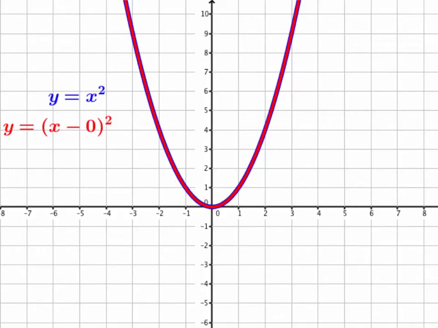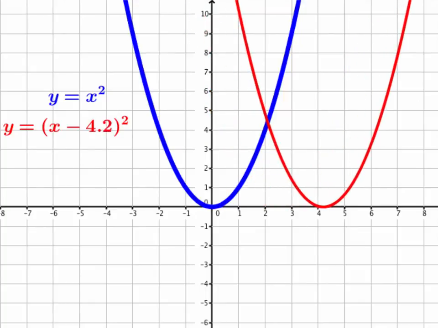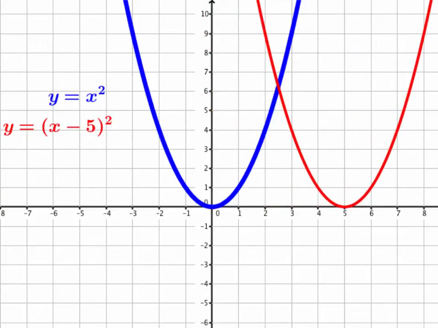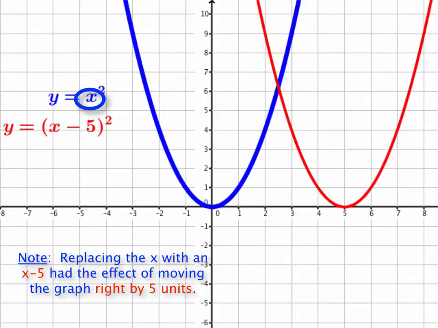All right, once again, we've got a red and blue graph right on top of one another. The blue graph is y equals x squared, and the red graph right now is the exact same thing, y equals x minus 0 quantity squared. But let's see what happens when we replace this x with an x minus 5. Just as we suspected with our hand-drawn graph, replacing the x with an x minus 5 had the effect of shifting our graph to the right 5 units.